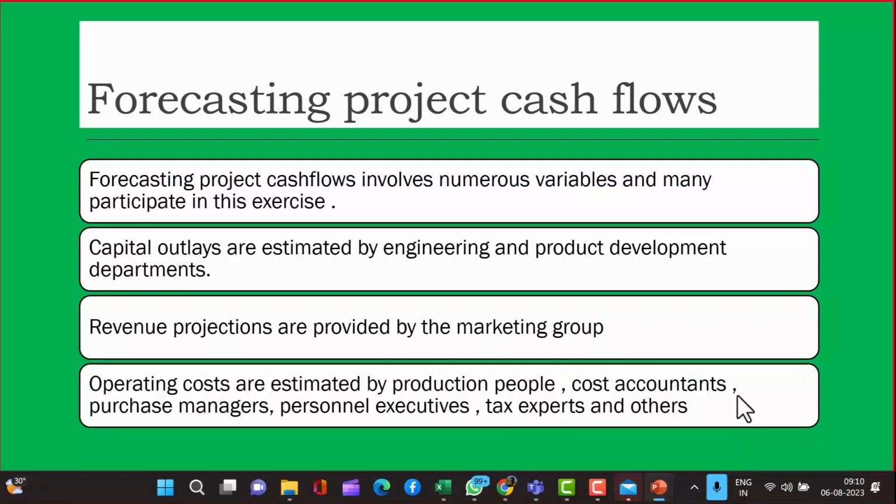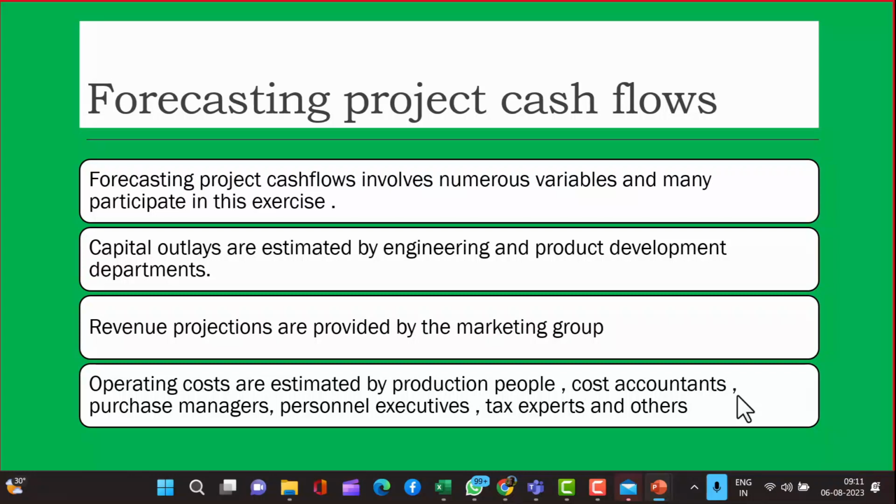Operating costs are estimated by production people, cost accountants, purchase managers, personnel executives, tax experts, and others. So you involve others when you are trying to work out the cost. You go again to the production people, the cost accountants, the purchase people who are going to buy all the raw material and equipment. The personnel executives will tell you how many people they are going to deploy, how many people we will be hiring, who will be involved in this project.